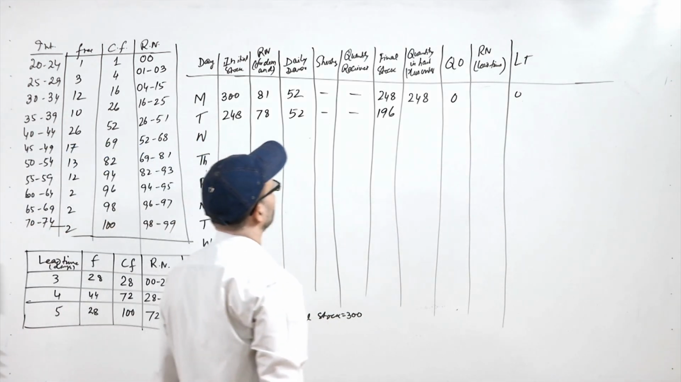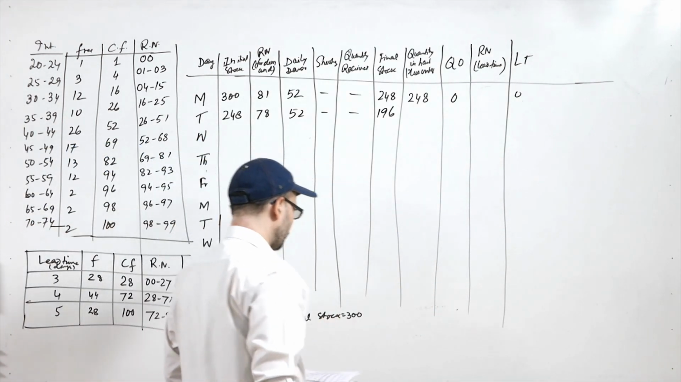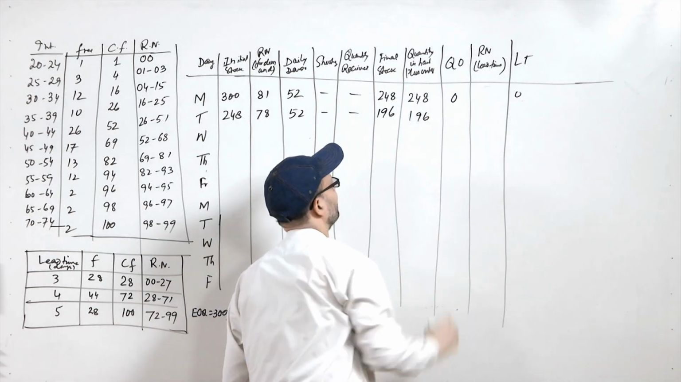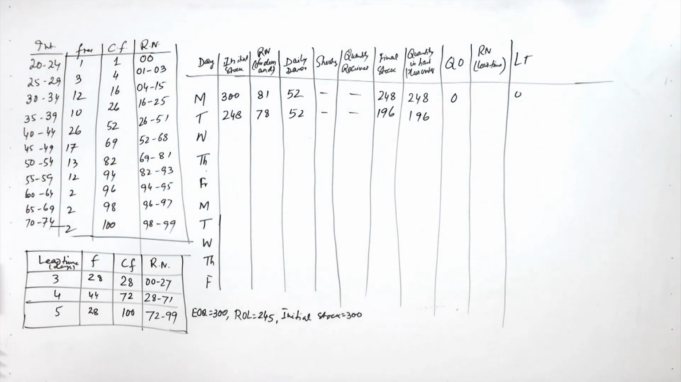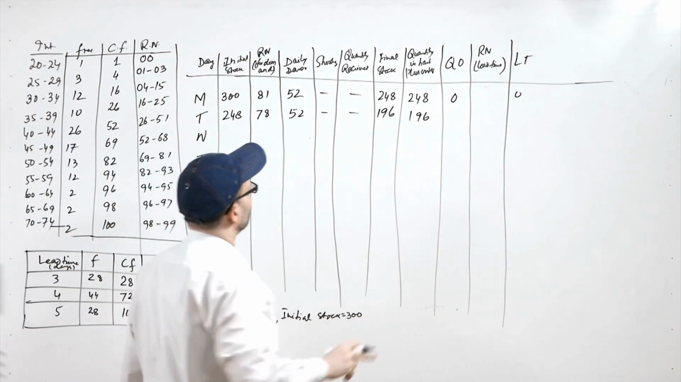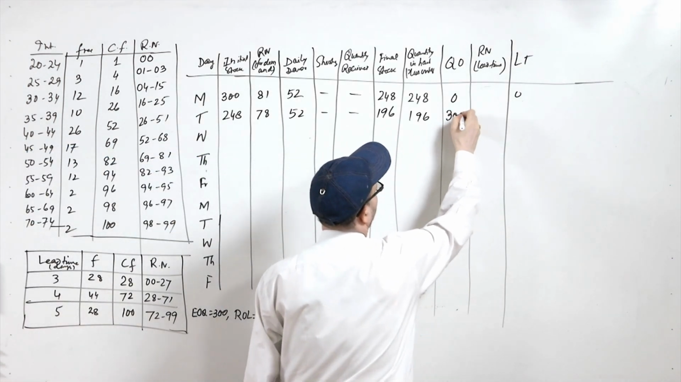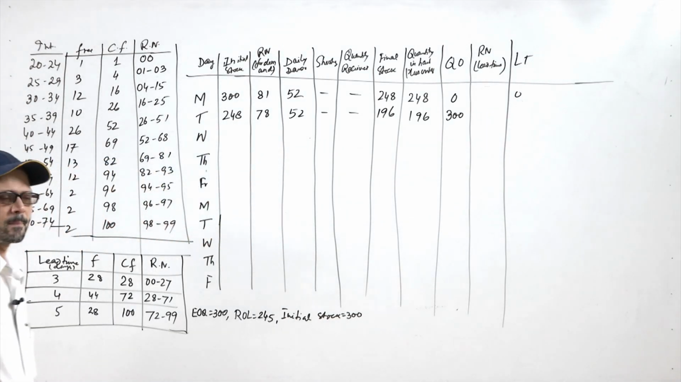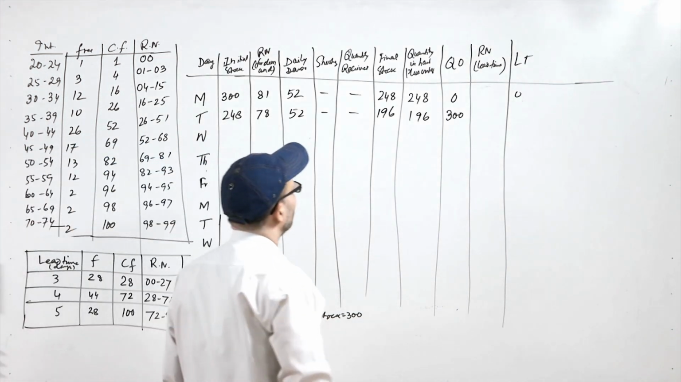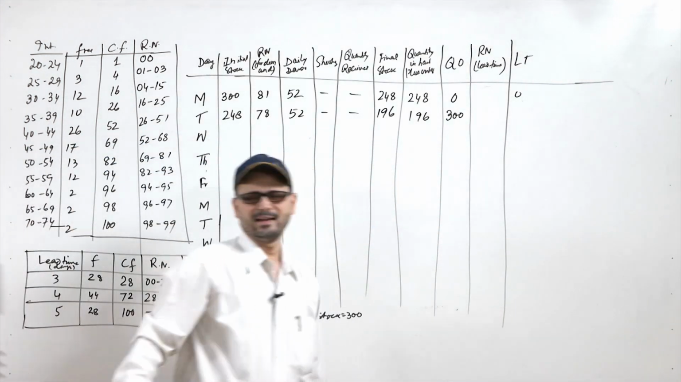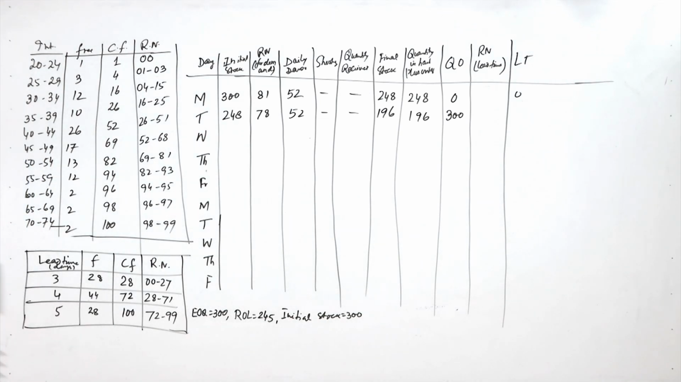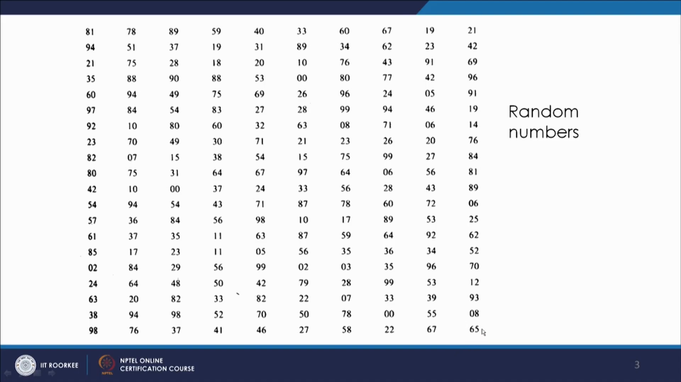Now, we have not ordered; today you are going to order. You have 196, but since it has reached below the reorder level, you are going to order today. So, you are going to order 300. Now, since you are going to order, how much lead time will it take? This lead time will depend upon the random number, and as we discussed, for the lead time we are going to take this random number stream, otherwise you may have a separate stream for the lead time. So, the first number is 65.